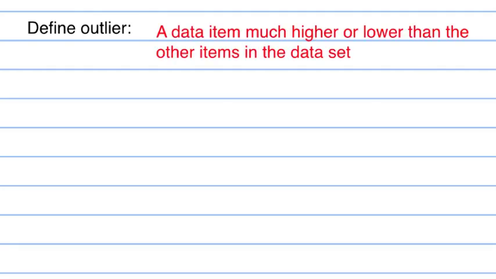The other term that we're going to look at in this video is called an outlier. And I'm going to go ahead and type that definition in, and you can go ahead and fill that in on your notes. Okay, so the definition of an outlier is a data item that is much higher or much lower than the other items in that set. Okay, so we're looking for something that's really high, higher than the other data items, or really lower than the other data items. And so we're going to go ahead and do an example for that.